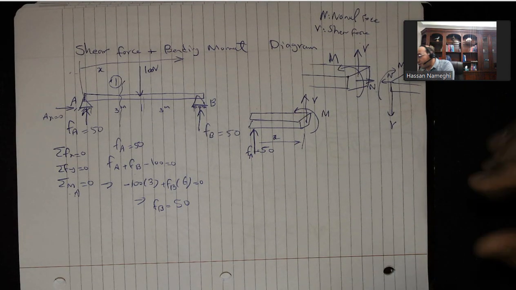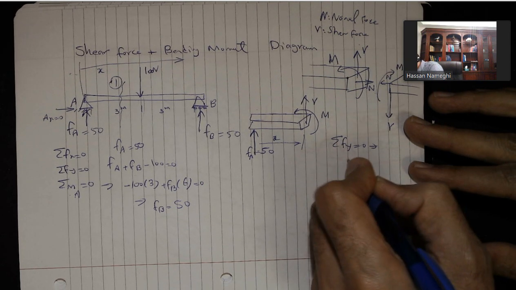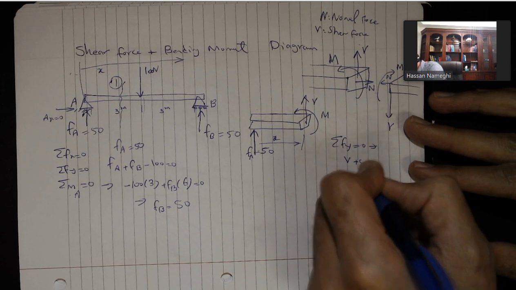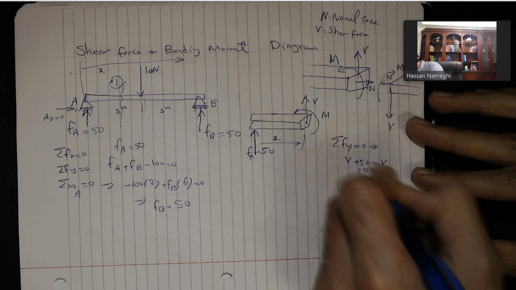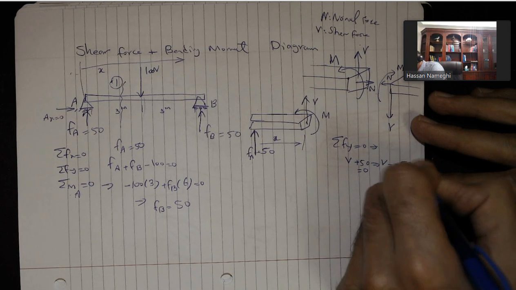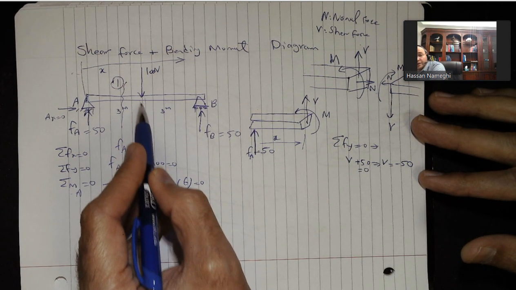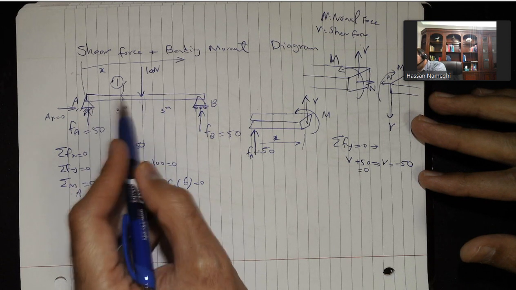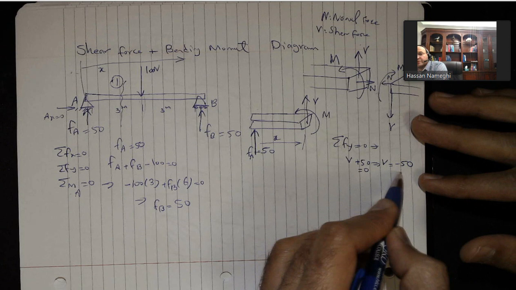So I can do sum of Fy equal to 0. From here, I get V plus 50 equal to 0, and V is equal to minus 50. So from any point, from point A to the point in the middle, for this section 1, everywhere that you cut, V is equal to minus 50.